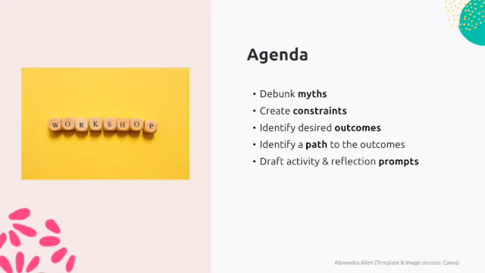So now to jump back to the agenda I mentioned earlier, we're going to do 5 things. We're going to start by debunking myths. We're going to create constraints. We're going to identify desired outcomes. Then we're going to identify a path to those outcomes. And finally, we'll wrap up by drafting activity and reflection prompts.